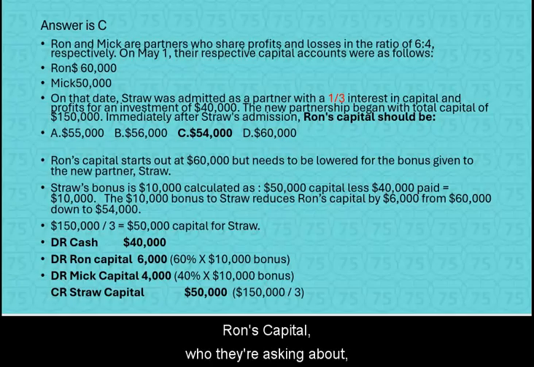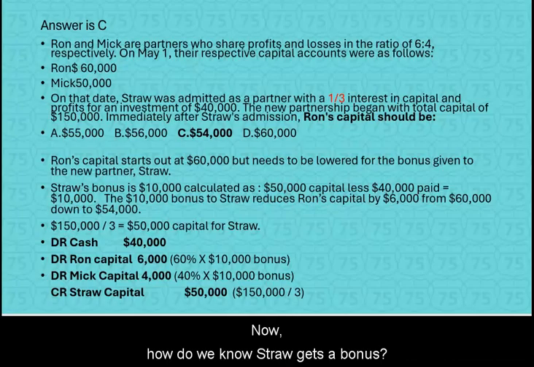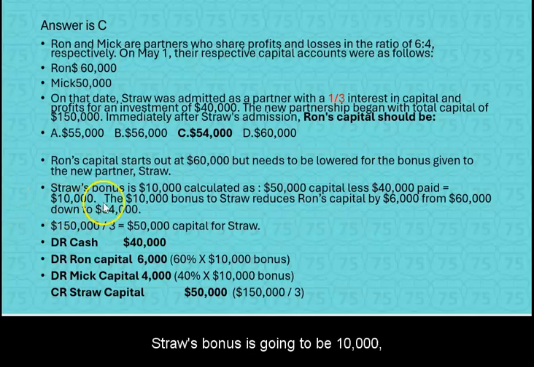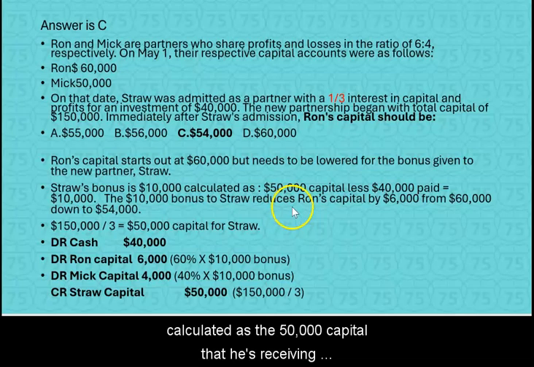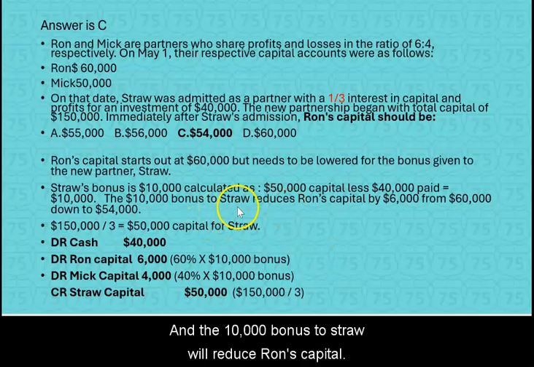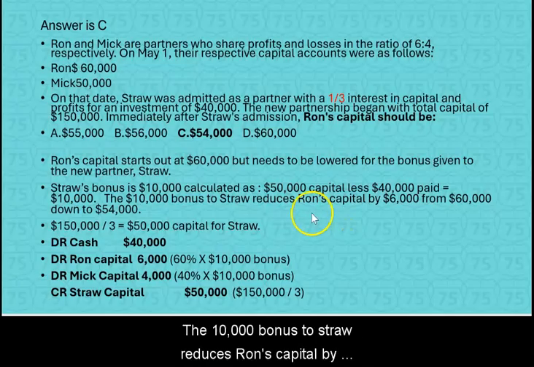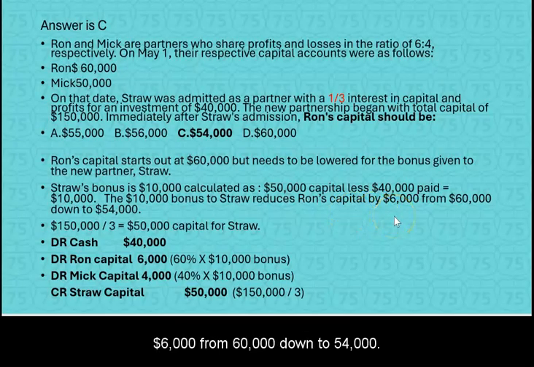Ron's capital, who they're asking about, starts out at $60,000 but needs to be lowered for the bonus given to the new partner Straw. Now, how do we know Straw gets a bonus? Straw's bonus is going to be $10,000, calculated as the $50,000 capital that he's receiving less $40,000 paid. And the $10,000 bonus to Straw will reduce Ron's capital. It'll also reduce Mick's capital, but they're only asking about Ron. The $10,000 bonus to Straw reduces Ron's capital by $6,000 from $60,000 down to $54,000.